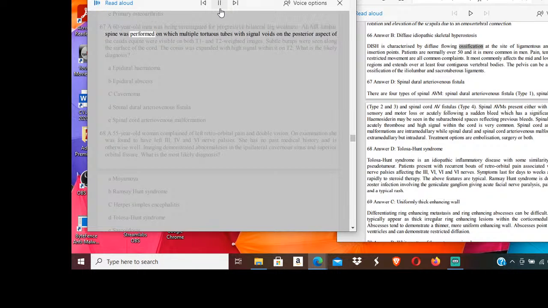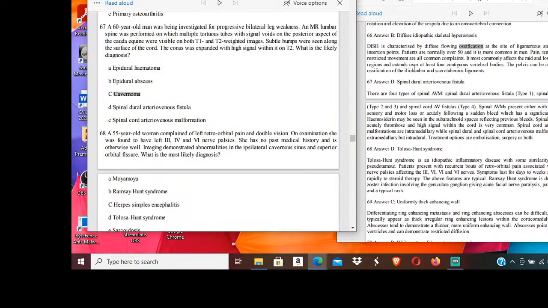An MR of the lumbar spine was performed, on which multiple tortuous tubes with signal voids on the posterior aspect of the cauda equina were visible on both T1 and T2 weighted images. Subtle bumps were seen along the surface of the cord. The conus was expanded with high signal within it on T2. What is the likely diagnosis? A. Epidural hematoma. B. Epidural abscess. C. Cavernoma. D.